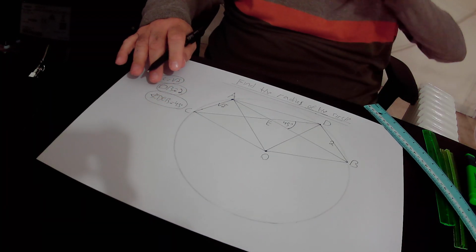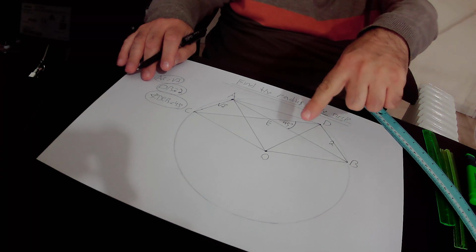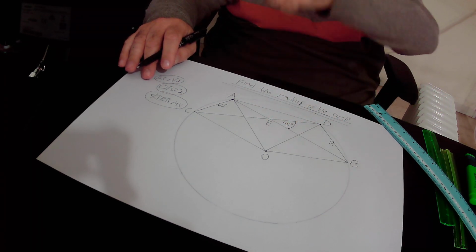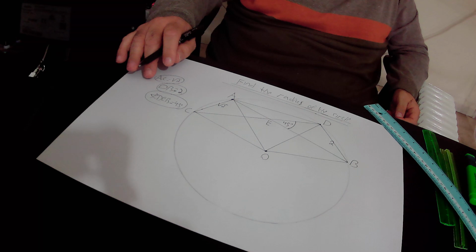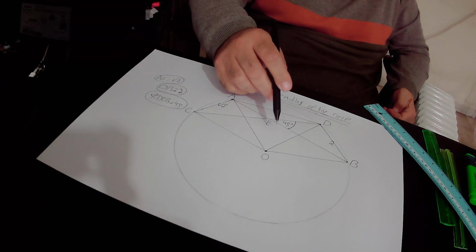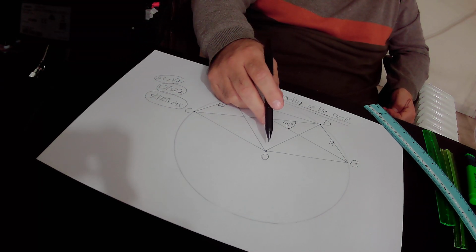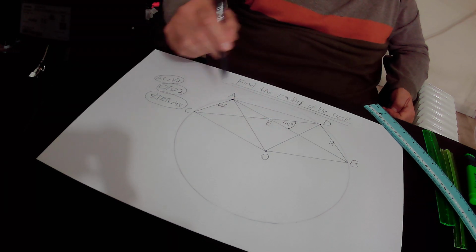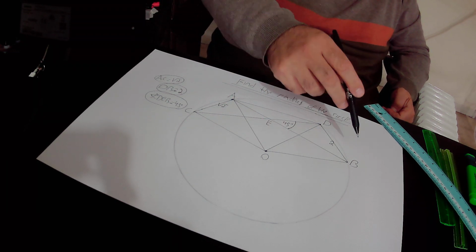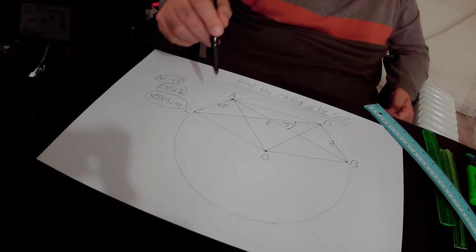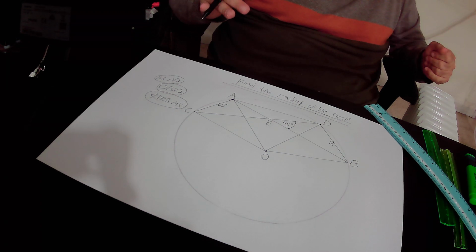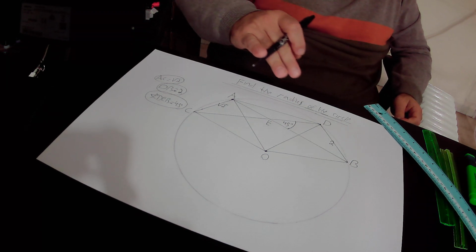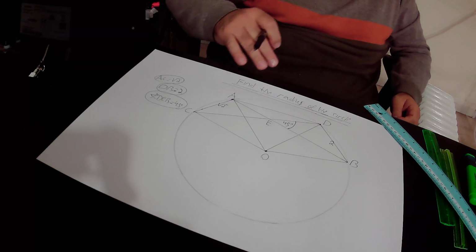So those 4 line segments OB, OD, OA, and OC are all radii of the circle. Why? Because each starts from point O, the center of the circle, and ends at a point on the circle itself. Points B, D, A, and C are all on the circle, and this is exactly the definition of a radius. So all those 4 line segments are radii of this circle.